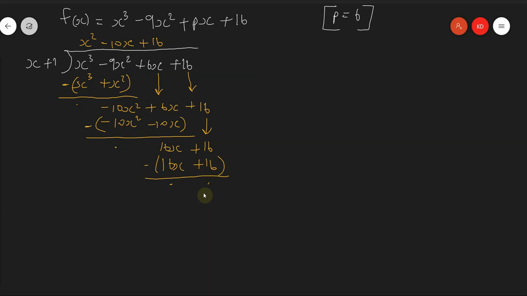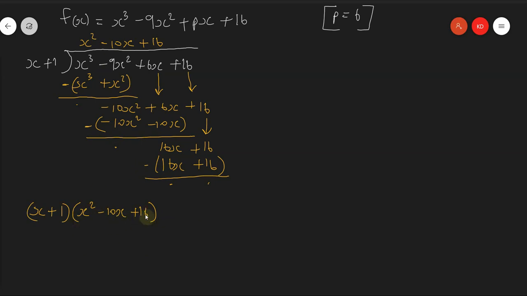So therefore, as we can see here, there is no remainder, so that confirms that x plus 1 is actually a factor, right? And it also confirms that p is actually equal to 6. So just to note, we can now rewrite f of x as a product of its factors. x plus 1 is a factor, and the other factor here is x squared minus 10x plus 16.